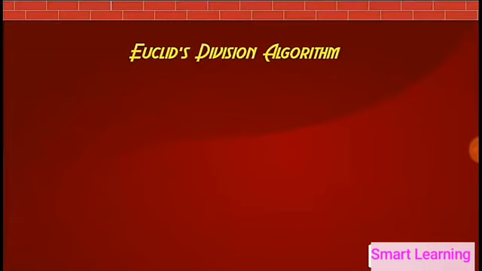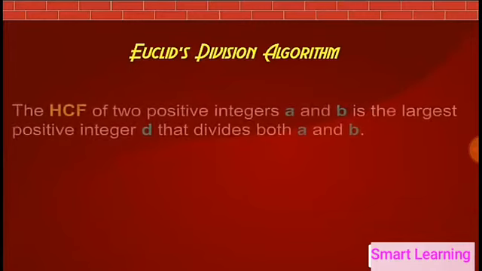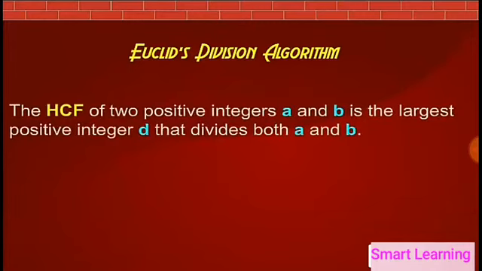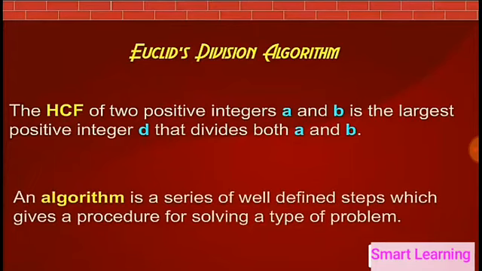Euclid's division algorithm is the method to compute the highest common factor, HCF, of two given positive integers and is based on Euclid's division lemma. Do you remember what is HCF? No, never mind, we will tell you. The HCF of two positive integers a and b is the largest positive integer d that divides both a and b. You have come across a new word, algorithm. Do you know its meaning? An algorithm is a series of well-defined steps which give a procedure for solving a problem.